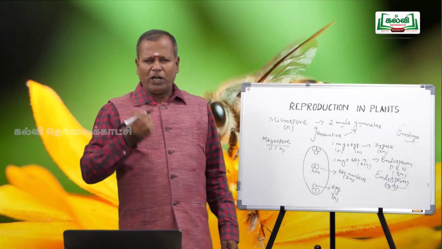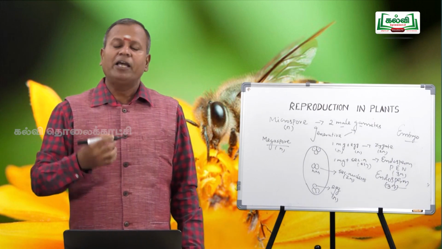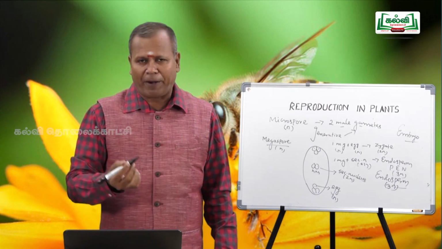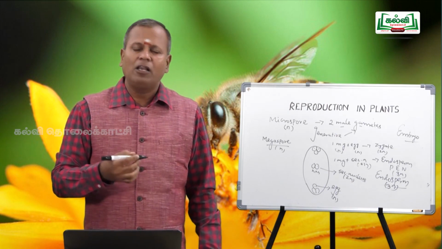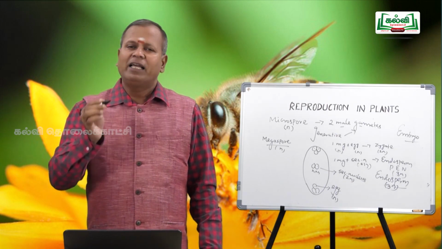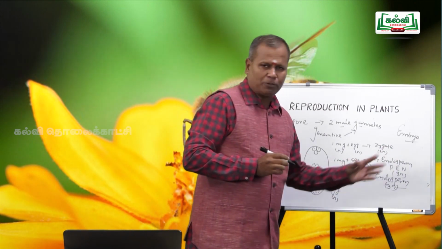What is the role of endosperm? The main function of endosperm is to supply nutrients to the developing embryo. The developing embryo present inside the seed, with radicle, plumule and cotyledon, derives nutrients only from this triploid endosperm.